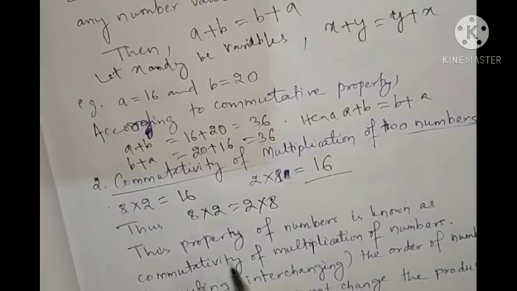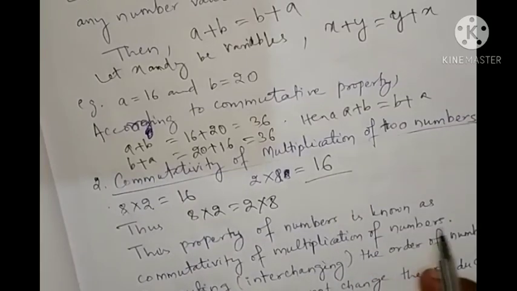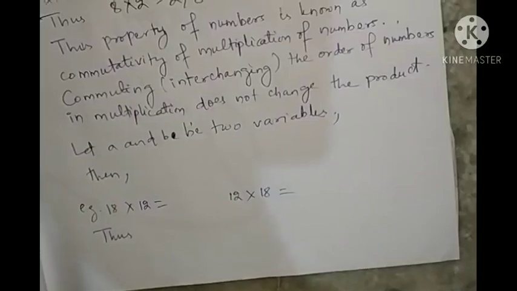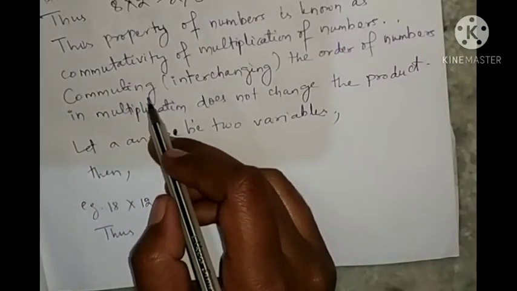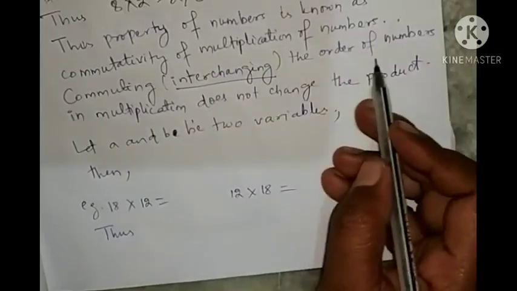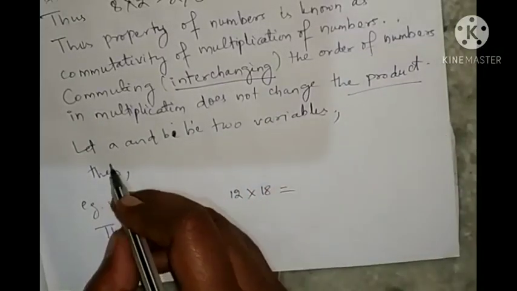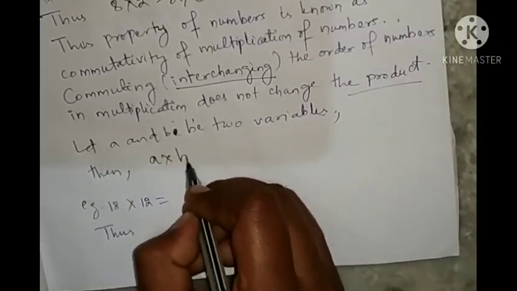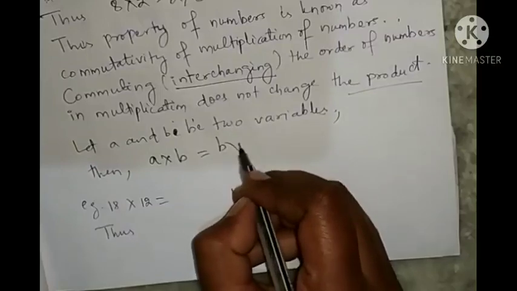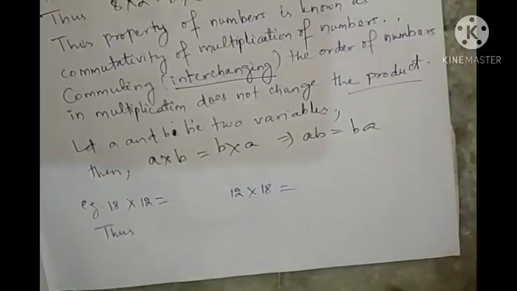So this property of numbers is known as what? Commutativity of multiplication of numbers. So commuting means interchanging the order of numbers in multiplication does not change the product. Let A and B be two variables. So what you can write? A into B equal to B into A. Or you can write that AB equal to BA.